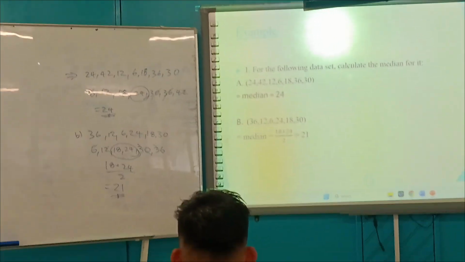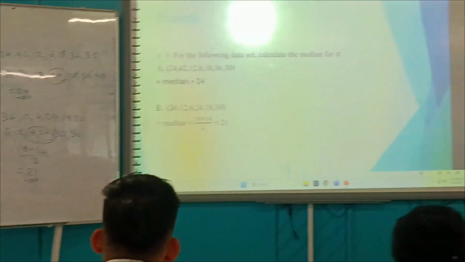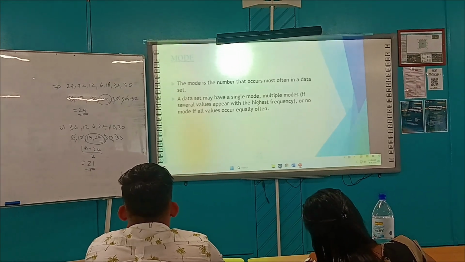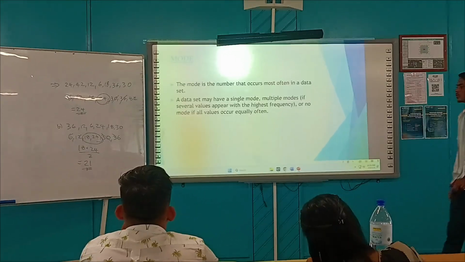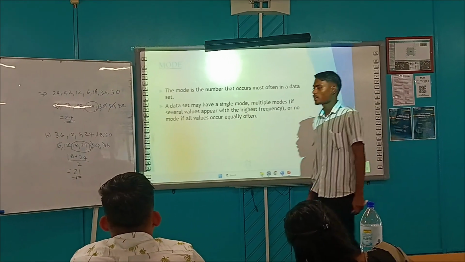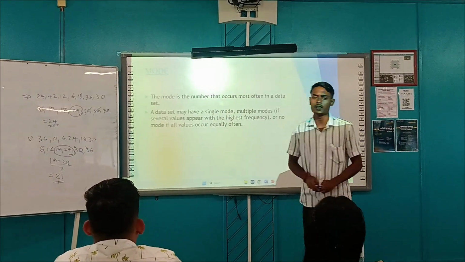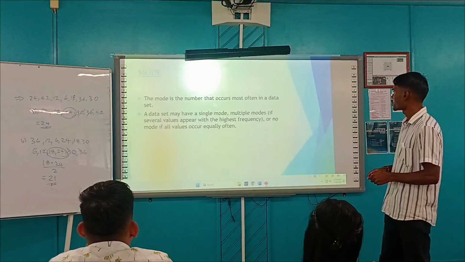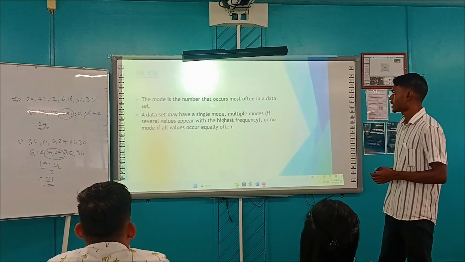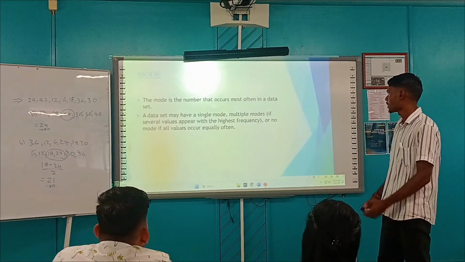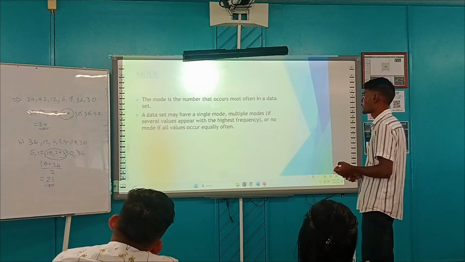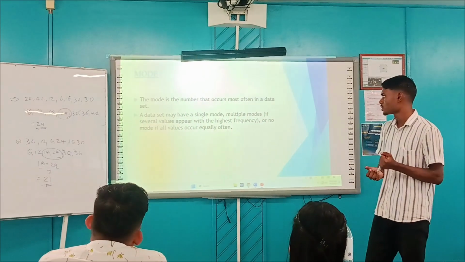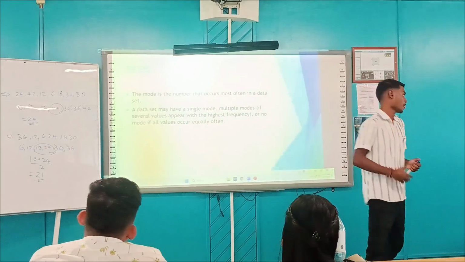Now we will move on to the next thing, which is mode. In this case, mode simply means the score that occurs many times, or the mode is a number that occurs most often in a data set. A data set may have a single mode, multiple modes if several values appear with the highest frequency, or no mode if all values occur equally often.